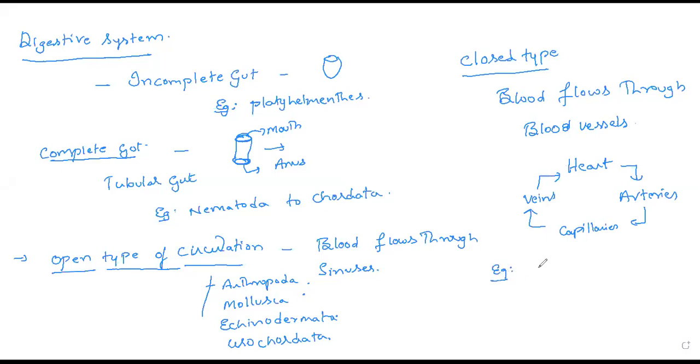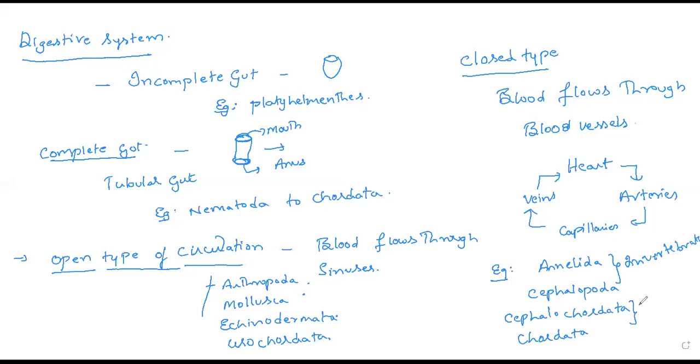Examples of closed type of blood vascular system are Annelida in invertebrates, Cephalopoda, these two are invertebrates. Cephalopoda is also invertebrate. Cephalochordata, this comes under the chordates. So closed type of blood vascular system is seen in Annelida, Cephalopoda among invertebrates. These two are chordates, and vertebrates also come under this one.